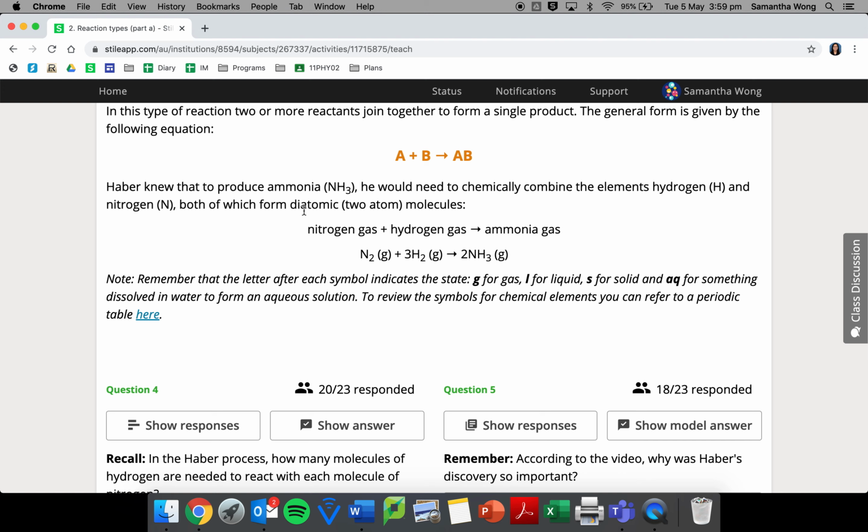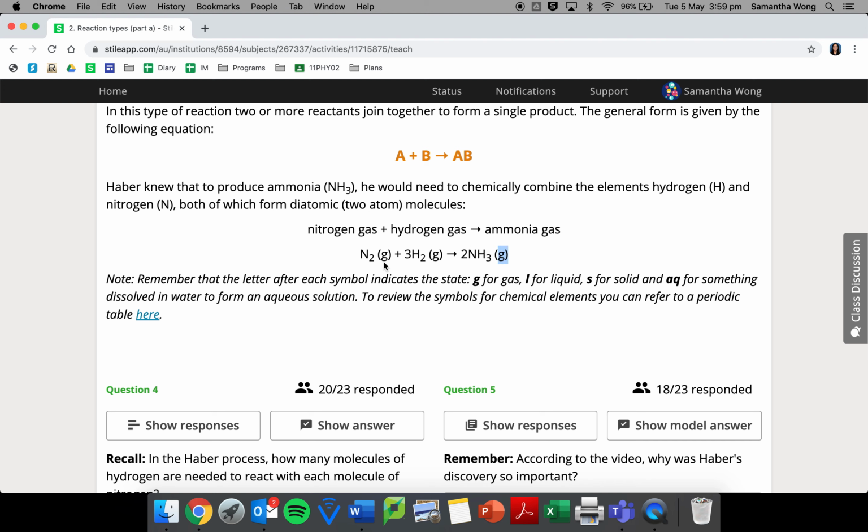So, given what he realized, with the nitrogen gas and the hydrogen gas to produce our ammonia gas, what he ended up having to do is, your nitrogen exists as a diatomic molecule, so there's 1 lot of nitrogen gas, N2, given by the G. He reacts it with 3 lots of hydrogen, H2, gas to produce 2 lots of ammonia gas.